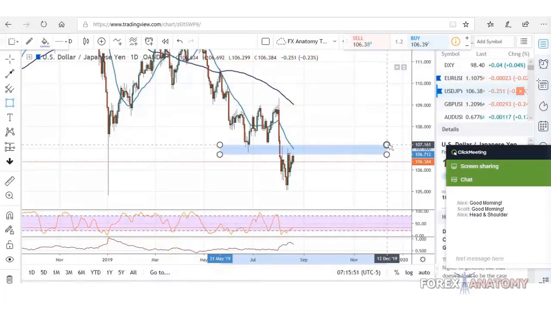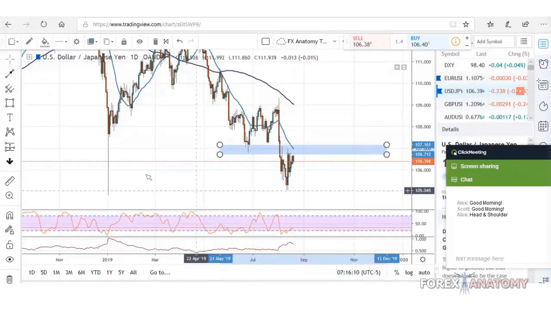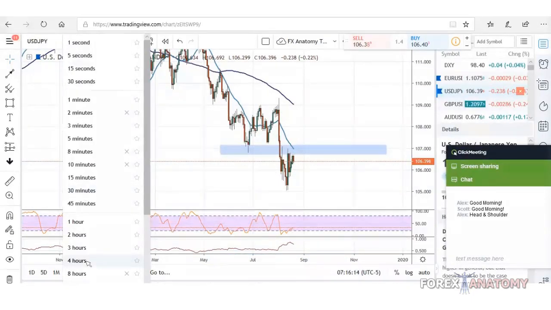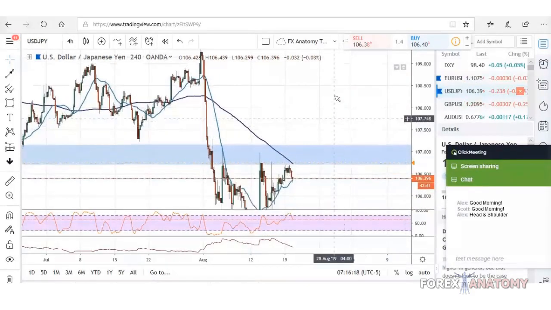What we wanted to do was see price hit this zone, and then I was going to look for some sort of reversal signal around this zone in order for me to be more confident in selling right around this area. But we didn't quite touch this area yet. But what we could do now is go down to the 4-hour chart, and see what's taking place.